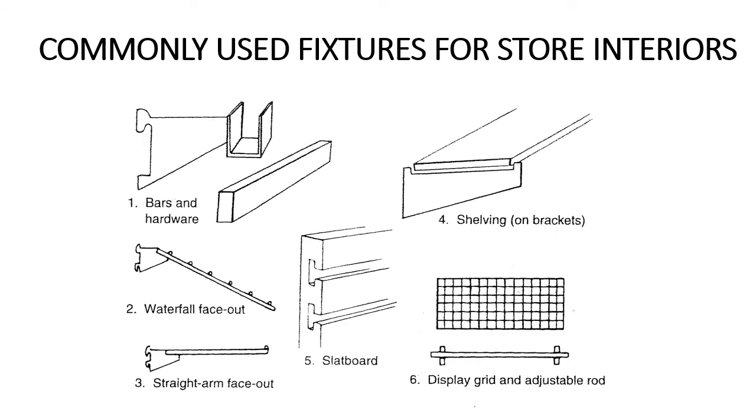Here in this picture you can see some of the fixtures which we use in store interiors, such as bars and hardware, shelving, waterfall face out, straight arm face out, slat board, display grid and adjustable rod. Here, waterfall and straight arms are the conventional wall feature fixtures. Waterfall fixtures or slant arms display products on a wall, facing outward so that the full front of the garment is visible.